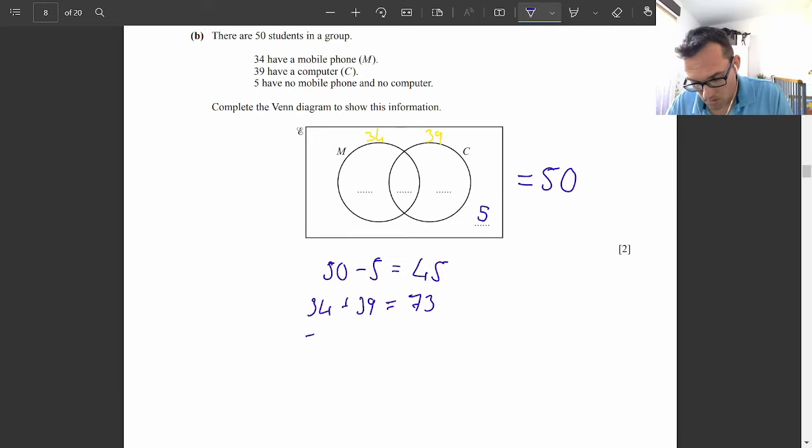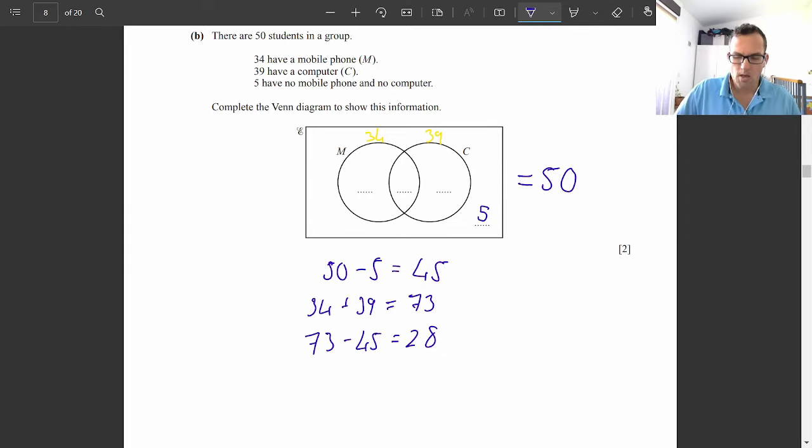How many too much is that? 73 minus 45. What is that? 28. Okay, 28 too many. Those are the people that have got both. That is the overlap. 28 have got both. Now that we've got that figured out, we can work out the rest.